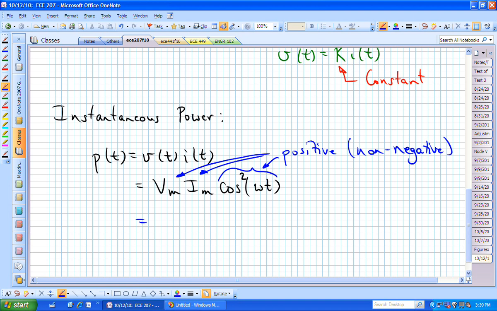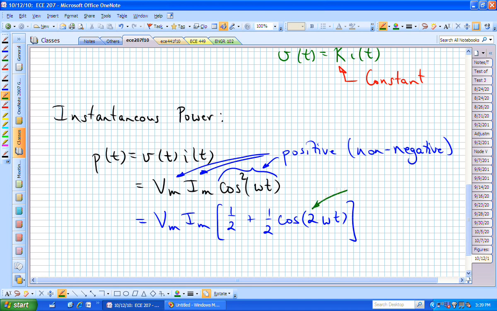Let's expand or rewrite that, because it's not easy to think of this sinusoidal waveform squared. Let's write that in terms of another sine or cosine of a particular frequency. If you remember your trig, there's this relationship: cosine squared is 1/2 plus 1/2 cosine. What's my argument? 2 omega t.